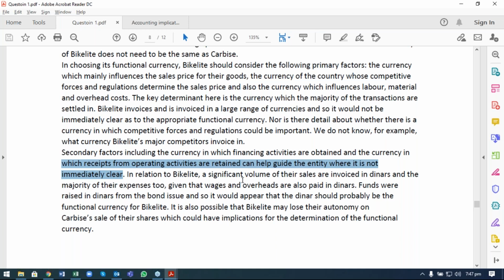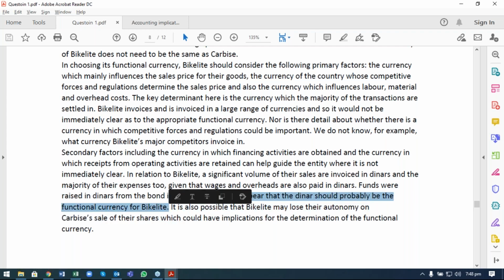In relation to backlight, a significant volume of their sales are invoiced in dinars and a majority of their expenses too. Given that wages and overheads are also paid in dinars, and funds were raised in dinars from the bond issues, it would appear that the dinar should probably be the functional currency of backlight.